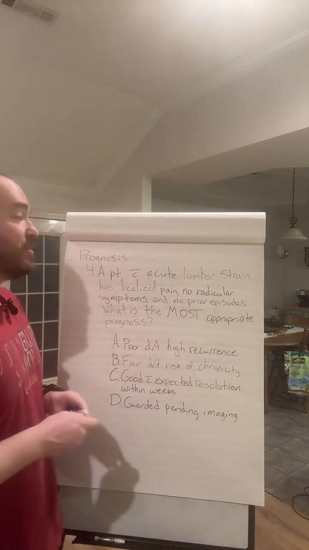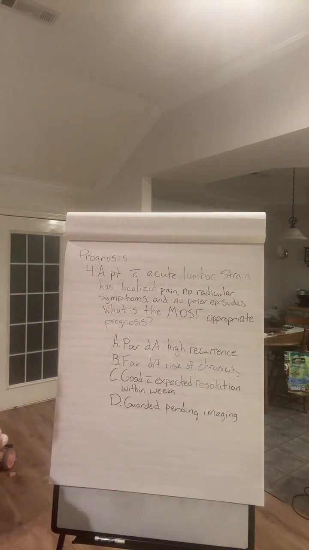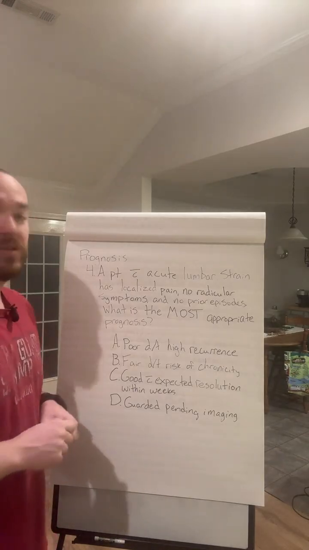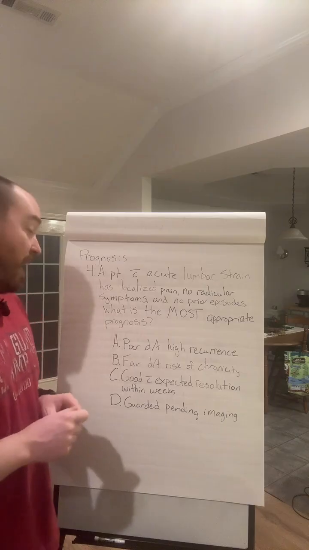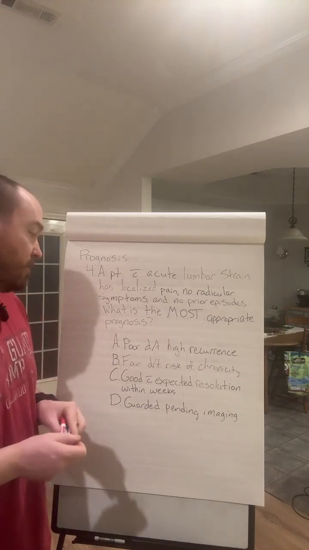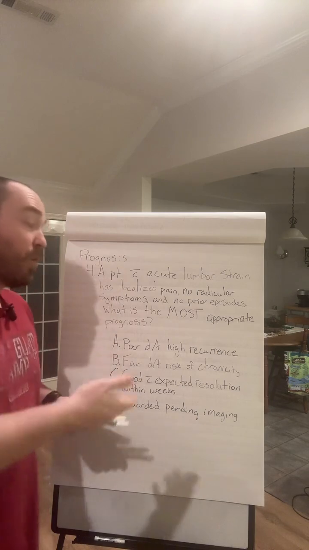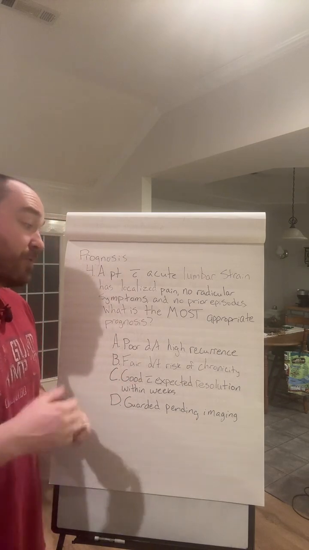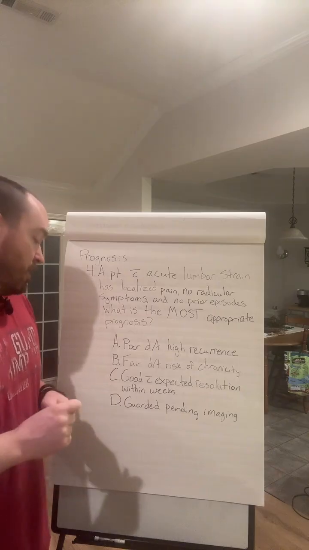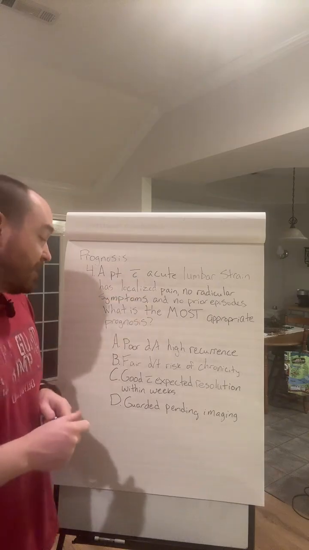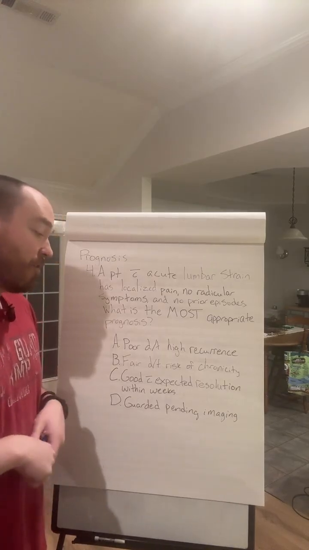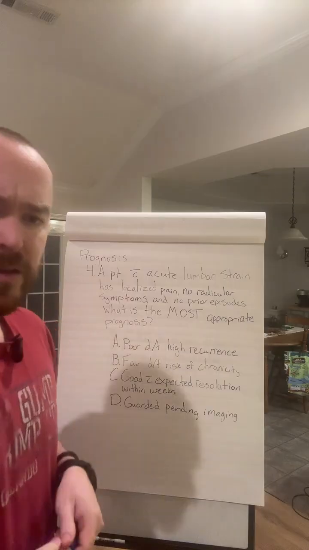I'll read it one more time. A patient with acute lumbar strain has localized pain, no radicular symptoms, and no prior episodes. What is the most appropriate prognosis? A, poor due to high recurrence, like saying their prognosis is poor due to the high recurrence. B, their prognosis is fair due to risk of chronicity of this type of back pain. C, good with expected resolution within weeks. Or D, guarded pending imaging.